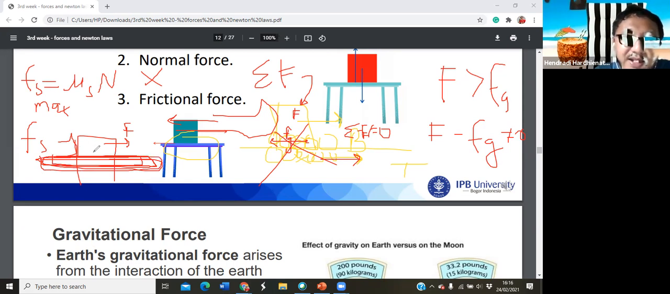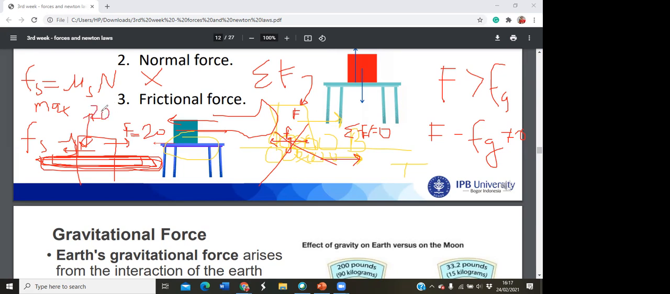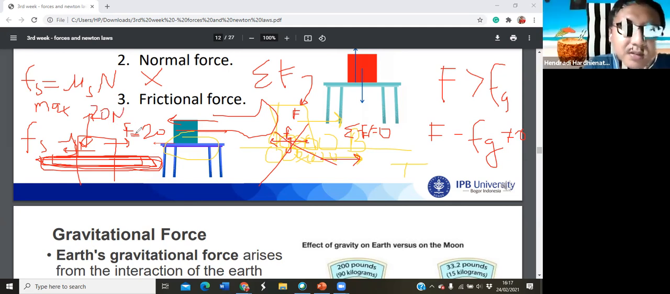In what direction is the static friction force? Left, that's right. If the book doesn't move and you give, for example, 20 Newton, how much is the friction force? It's also 20 Newton. For example, you give the book another push, 25 Newton, and the book doesn't move. What is the friction force? Still 20 or 25?